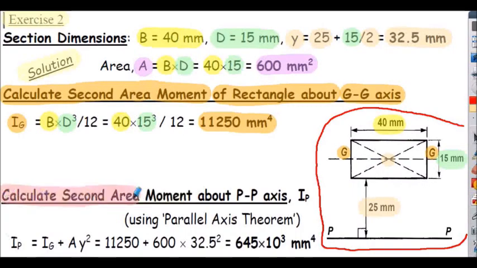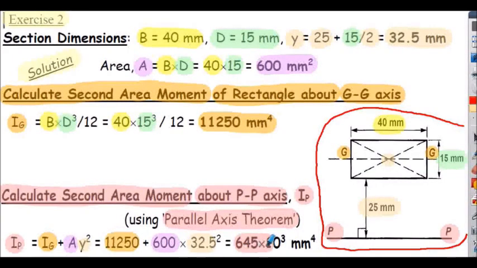Finally, we calculate the second area moment about the PP axis. I put IP here. And the PP axis is the datum axis at the bottom here. So this is using the parallel axis theorem. IP is equal to IG plus the area multiplied by y squared. We calculated the area and the y above, of course. Inserting the values, I about the PP axis is 645 times 10 to the 3 millimeters to the 4.